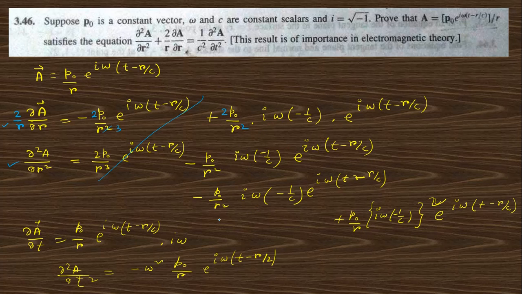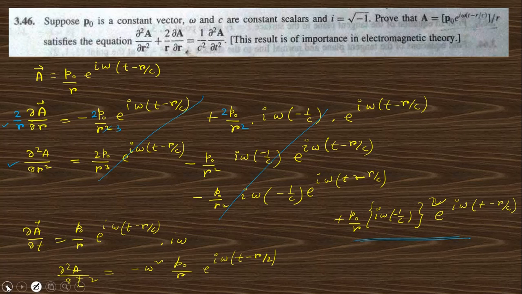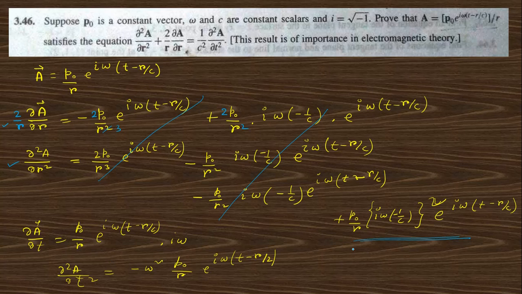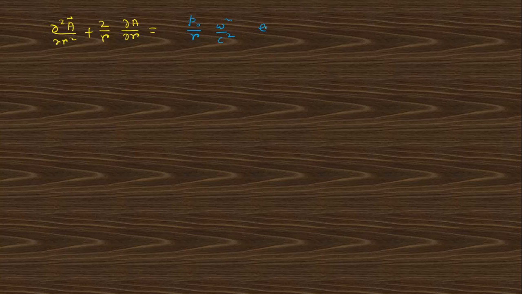These three terms also cancel out, and you will get only this term. So you can write p0 by r, this will be minus i square, which is minus 1, so plus omega square by c square, which becomes omega square by c square, and this is nothing but e to the power i omega (t minus r by c).